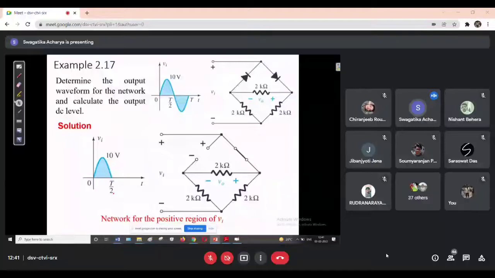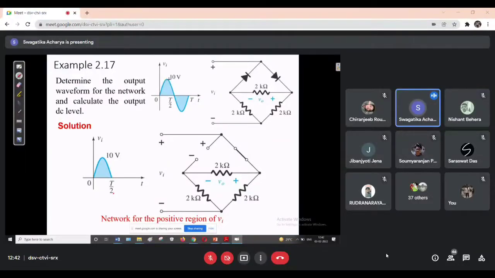So in the example, suppose this is the example I have taken, you can consider this was the book example. Suppose this is your circuit. In this type of circuit, only two diodes are given. Here, 2 kilo ohm resistances are given. So you can find out your output DC level. This is the input given to you. So now input is given.